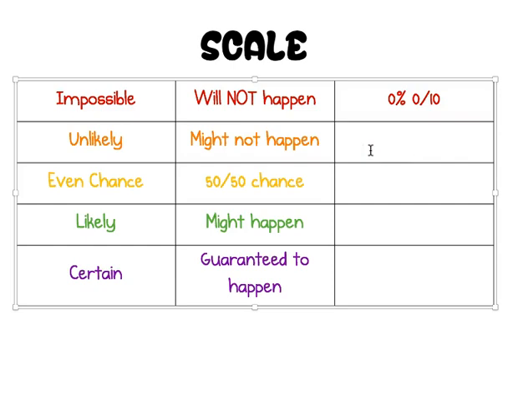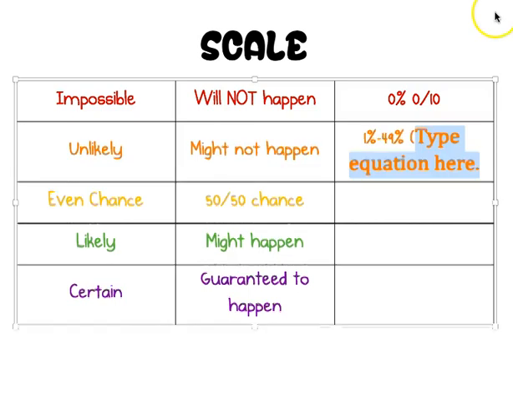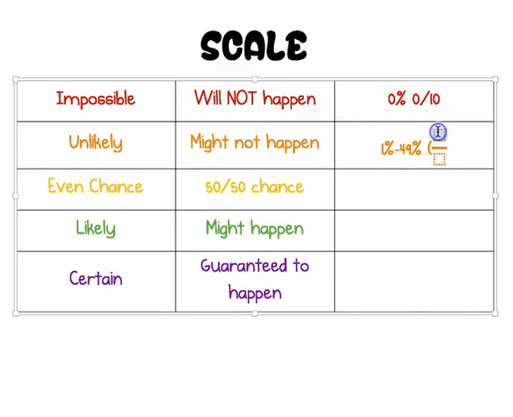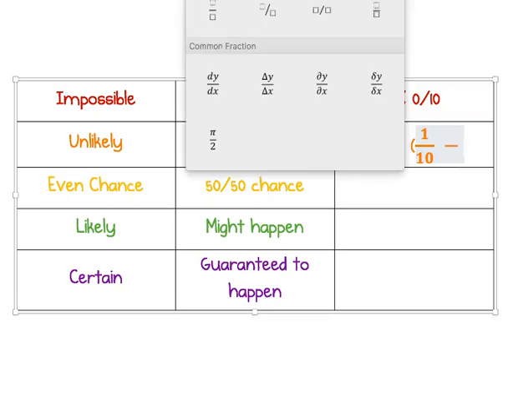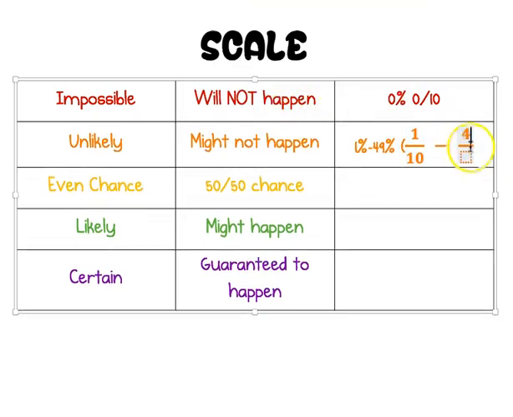Unlikely means it might not happen. This one has a little bit of a range. It's anywhere from 0.1, let's just say 1%, right? Anything bigger than 0%, all the way to 49%. Or I can insert the fraction, make it a little prettier. Right, I can say it's all the way from 1/10 all the way to 4/10. Okay?